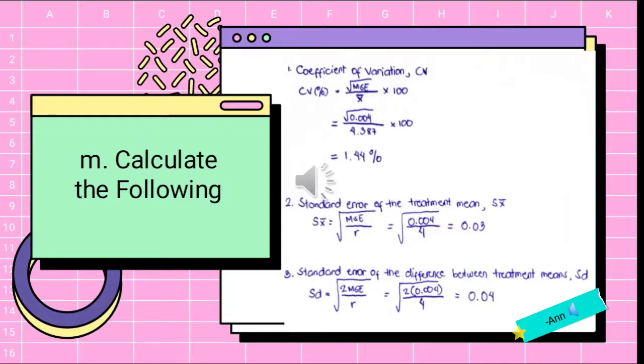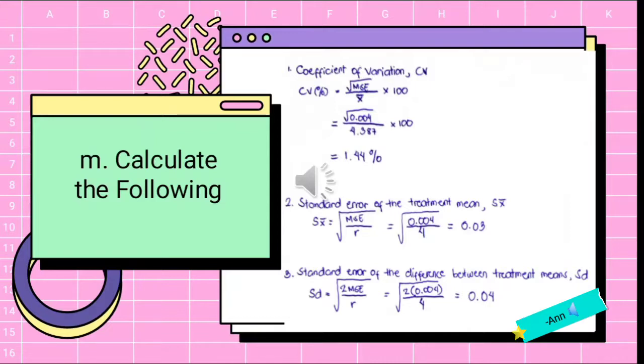The second one is the standard error of the treatment mean. So the formula is the square root of the mean squared error, or MSE, over R. So 0.004 divided by 4, equals 0.03.